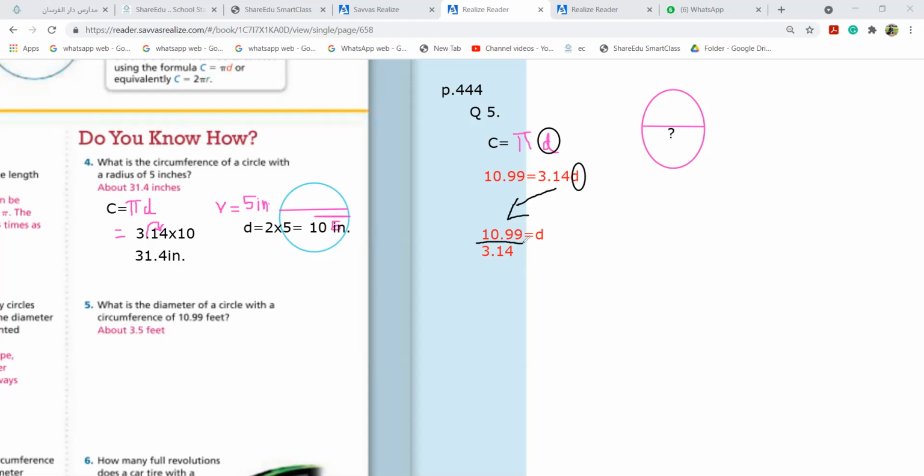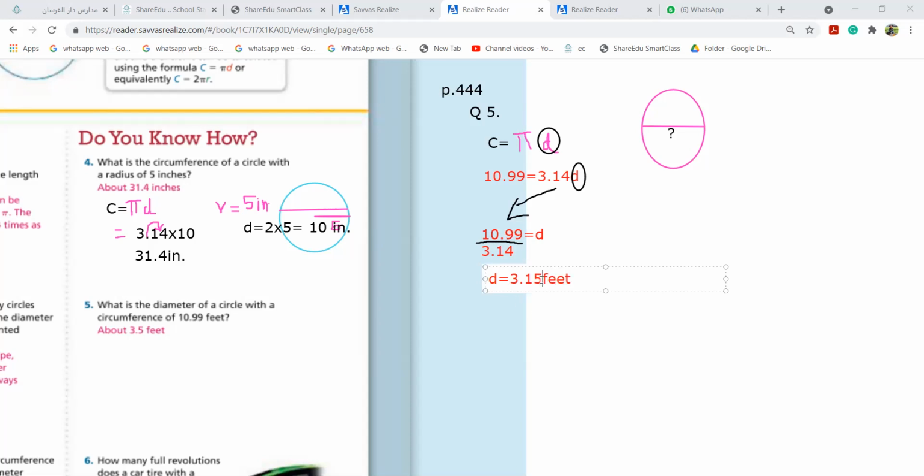0.99 over 3.14 equals D. So when you divide this, what do you get? 0.5. Okay, 3.5 feet. So the diameter is D equals 3.5 feet.